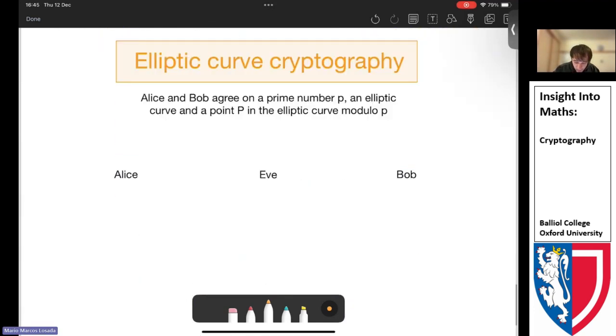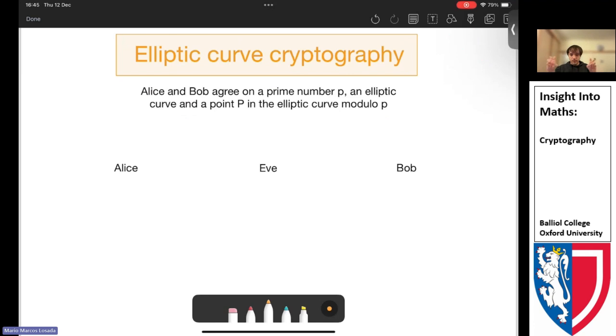The way this new trapdoor function works is essentially as follows. Say Alice and Bob are going to agree on some elliptic curve. For example, you can take y squared equals x cubed plus x squared plus x plus 1, some prime number p, which can be something like 97, and you can pick a point P, which is, I don't know, the point (7, 20).